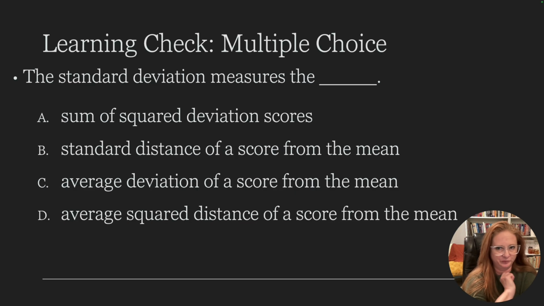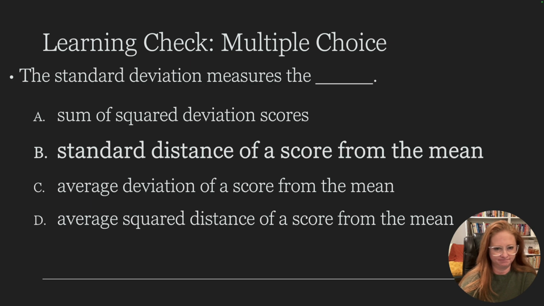Okay. One multiple choice. The standard deviation measures the sum of squared deviations, standard deviation of a score from the mean, average deviation of a score from the mean, or average squared distance of a score from the mean. What do you think that standard deviation is trying to measure? You know this, right? I keep banging this one over and over again. The standard distance of a score from the mean. That's the whole job.